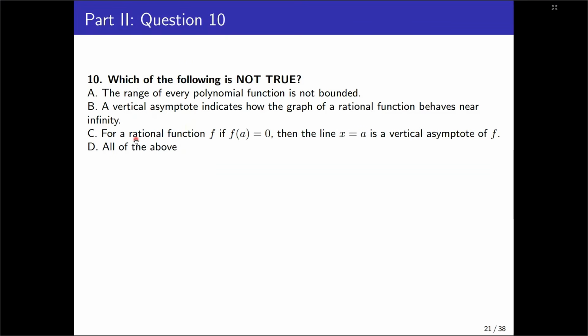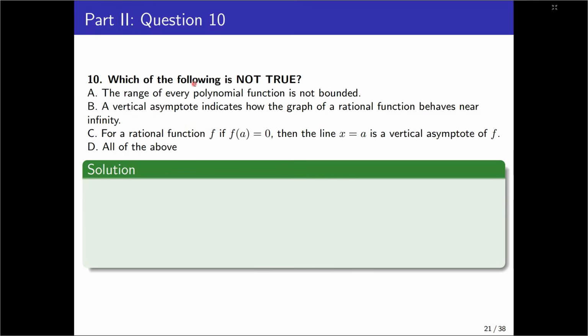Question number 10. Which of the following is not true? A: the range of every polynomial function is not bounded. B: a vertical asymptote indicates how the graph of a rational function behaves near infinity. C: for a rational function f, if f of a is equal to 0, then the line x equal to a is said to be a vertical asymptote of f. And D: all of the above. That is, all of the above are not true.